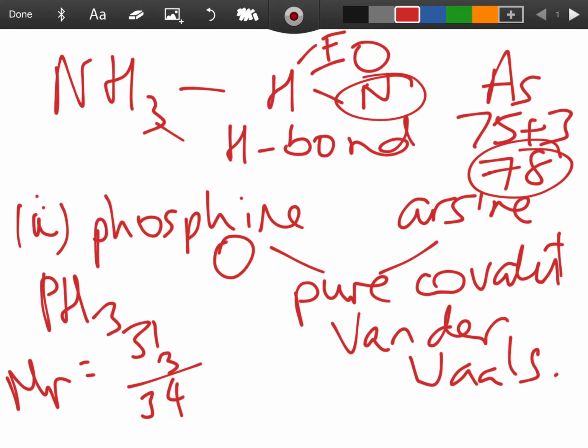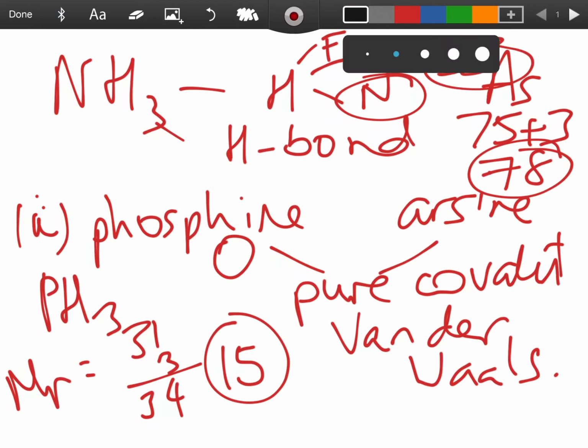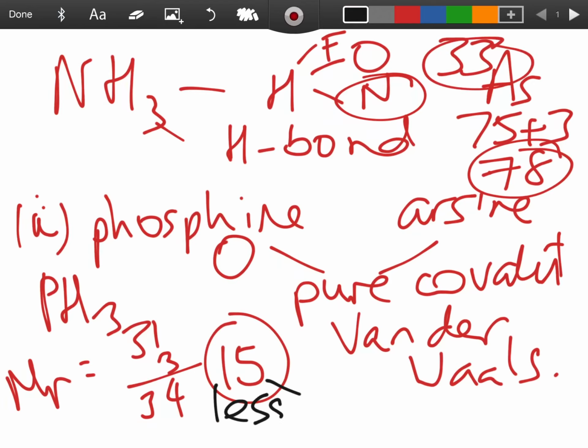Now, the other point that I think you should mention, apart from the size of the molecule, is that phosphine has fewer electrons. The atomic number for phosphorus is 15, whereas the atomic number for As is 33. The fact that this has fewer electrons would mean that the van der Waals forces are weaker. So 2 points to make about that, right?